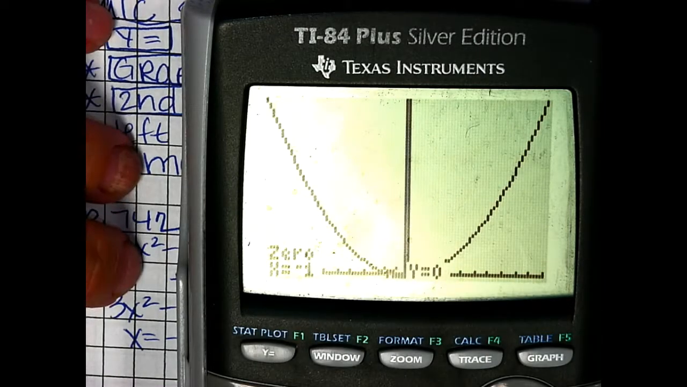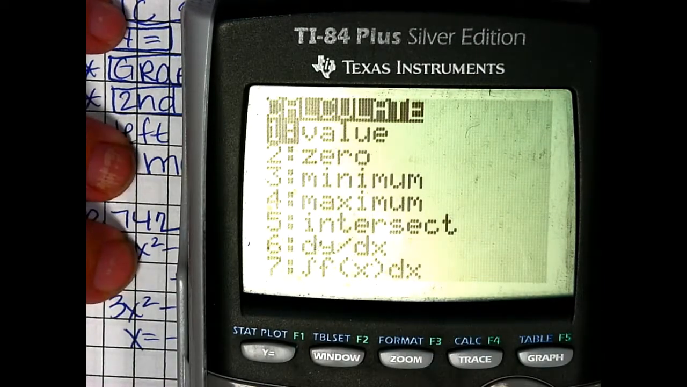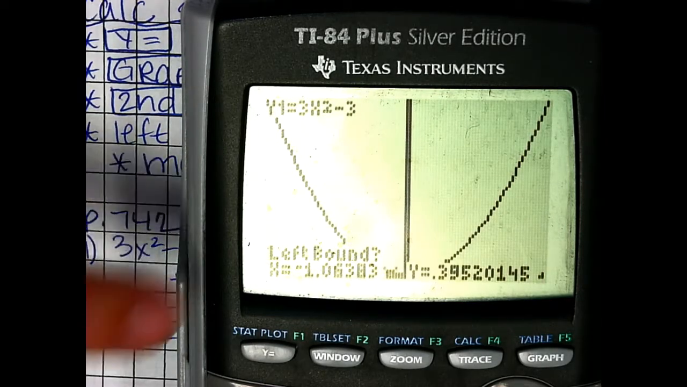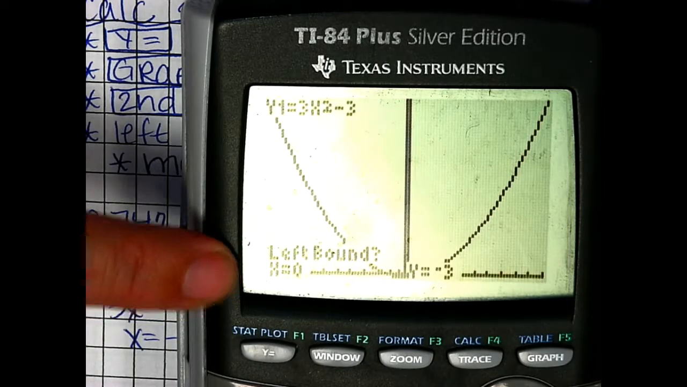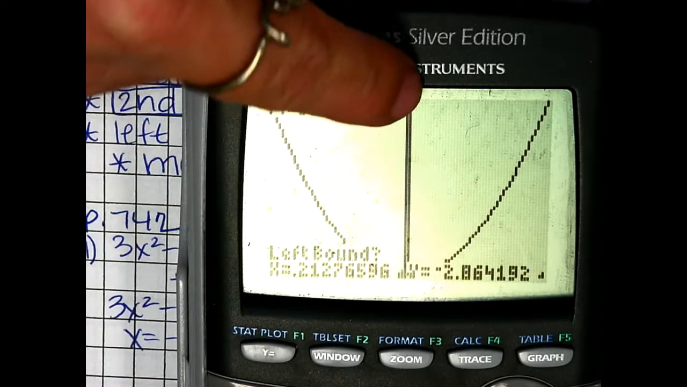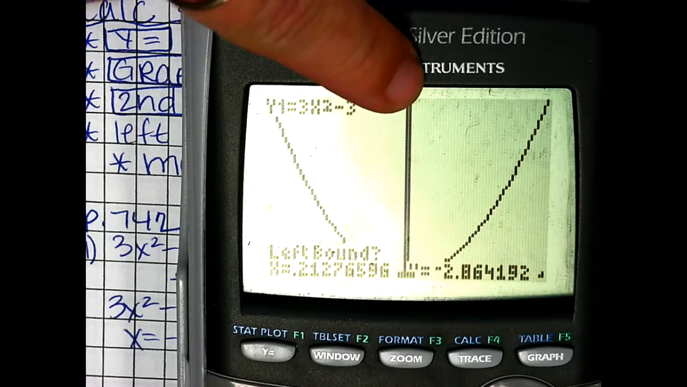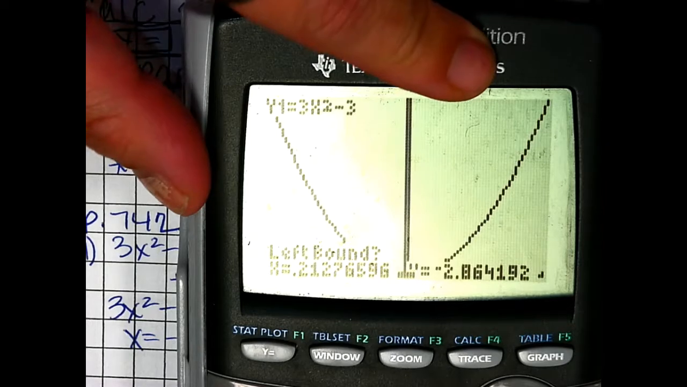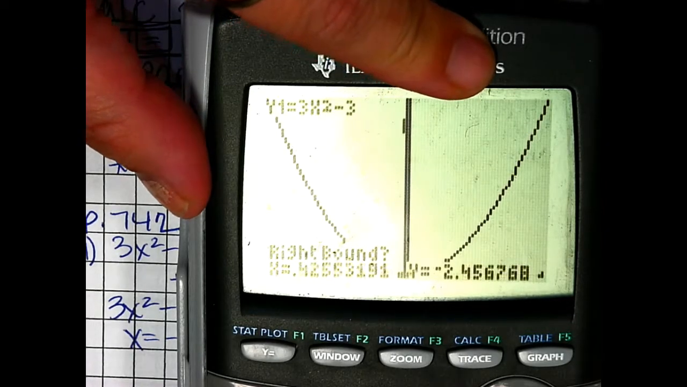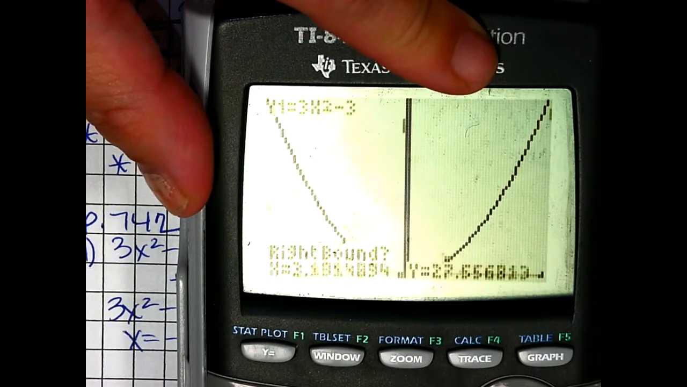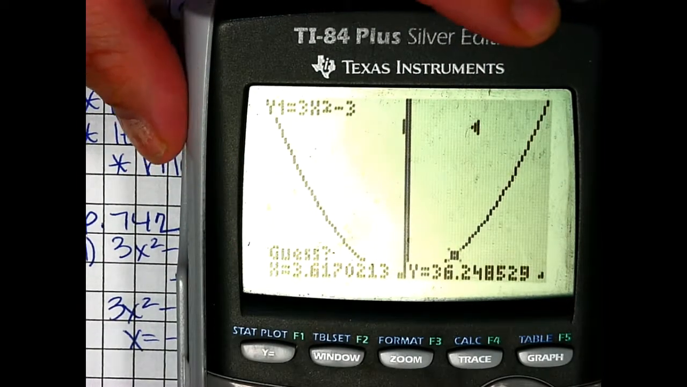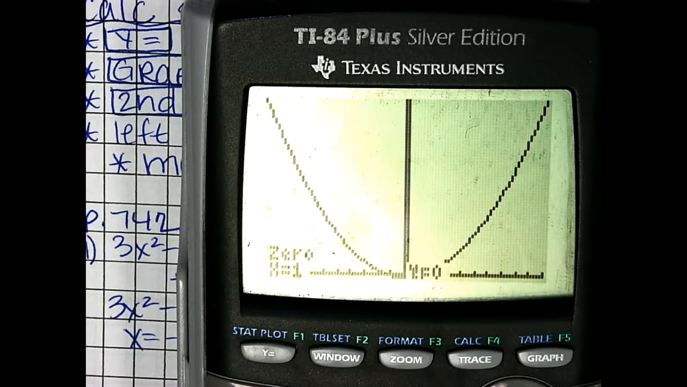So second calc 2. Now on this one, for my left bound, I need my x to be positive because I'm working on the right side of the axis of symmetry. I'm over here, but I need my y to be negative. So I'm going to hit enter. And then right bound, I'm just going to go till I see it, somewhere on the right. And then guess, go back towards the left a little bit. And so my other 0 is x equals 1.